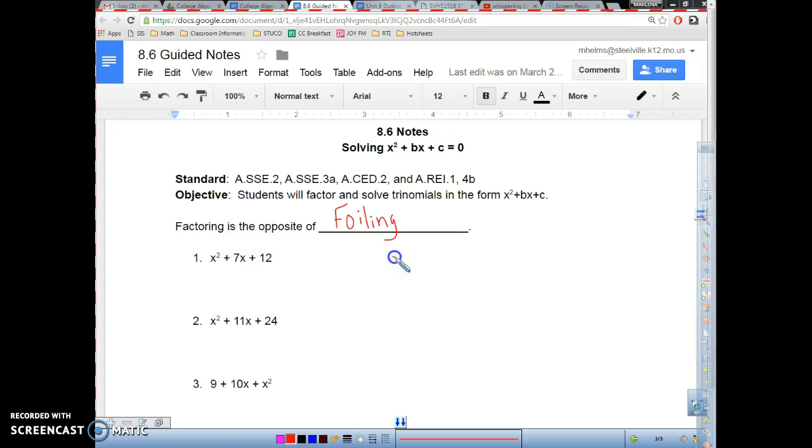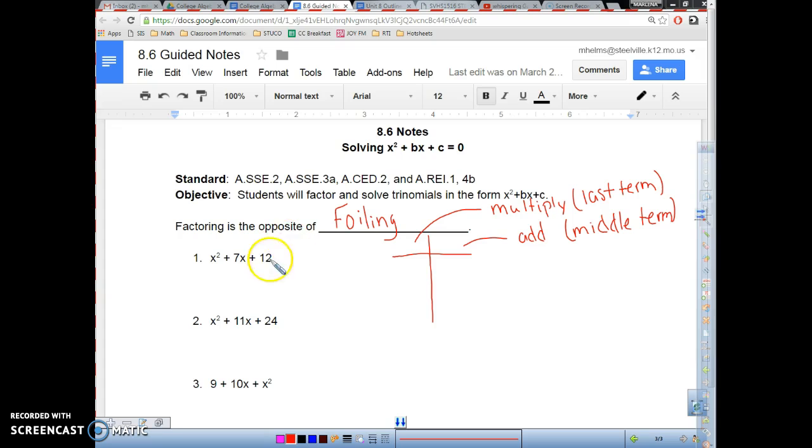So what you do is you make a t-chart. So everybody make a t-chart. This first column, you want to be able to multiply, and then on this one you want to be able to add. This is in standard form. This will be your last term. And in standard form, this will be your middle term. So the 12 is going to go here. So we're going to multiply to get 12 and add to get 7.